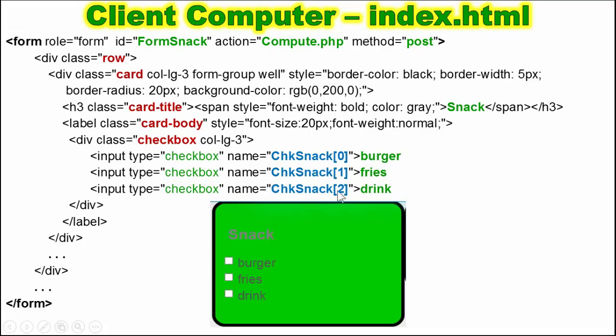The attribute names contain an array with index 0, 1, and 2, such as chk snack at index 0, chk snack at index 1, and chk snack at index 2. The names will be sent to the PHP web server.